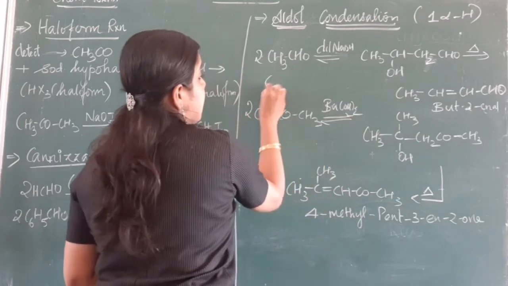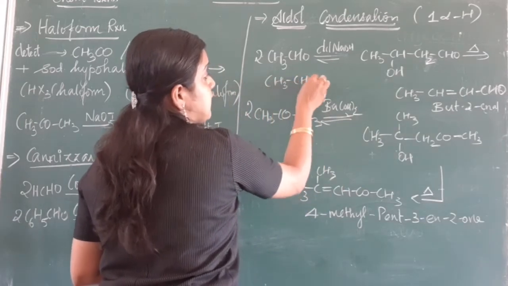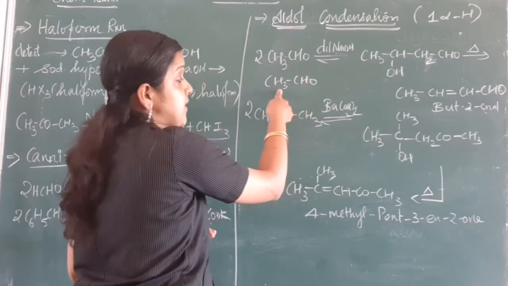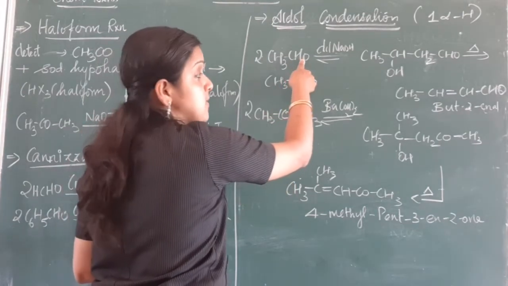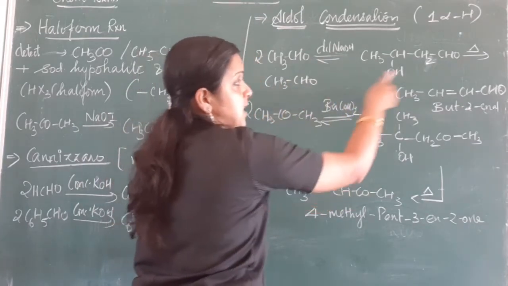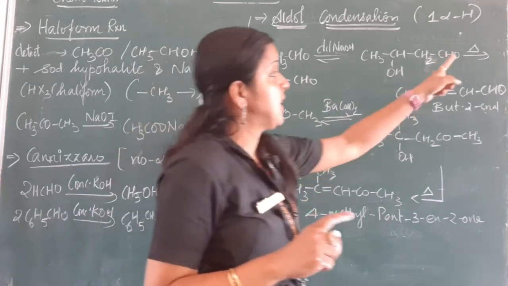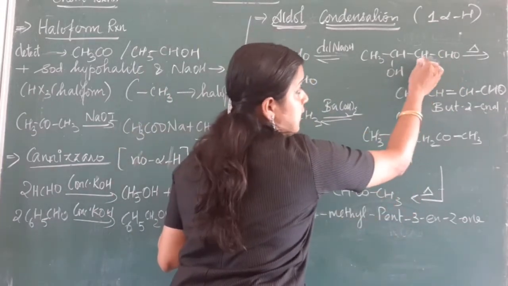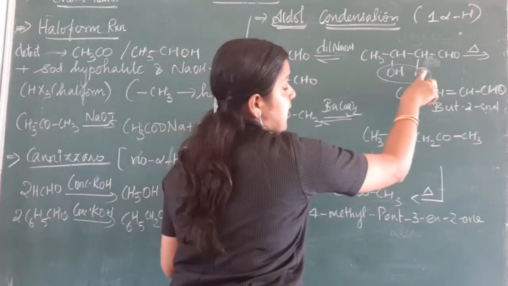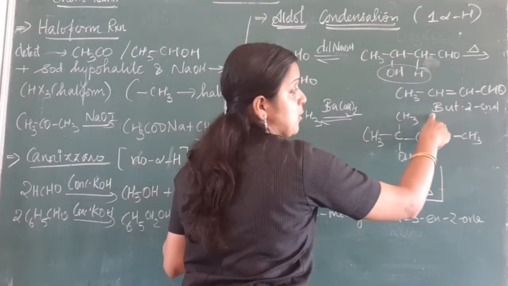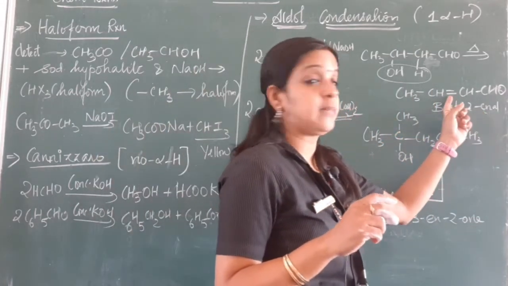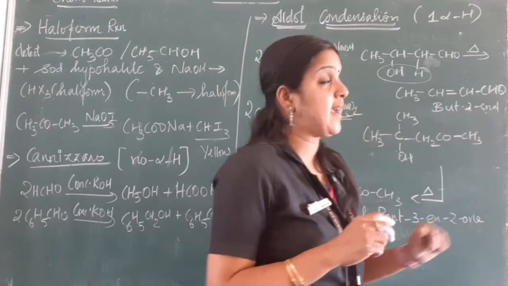That is, when I have 2 molecules of acetaldehyde, CH3CHO, one of the hydrogens from one goes and combines with the oxygen of the other, forming CH3CHOH, and the remaining will be CH2CHO, which when heated loses a water molecule. How? One hydrogen from here has been lost, and when these are lost, it creates a double bond here. So it becomes butenal. Butene is for the double bond and al is for aldehyde.